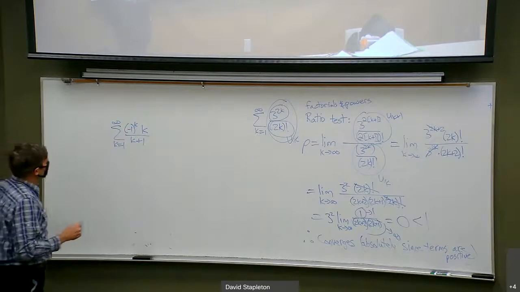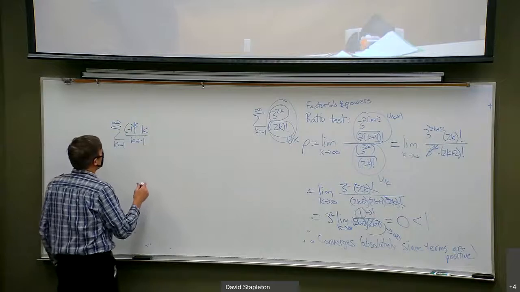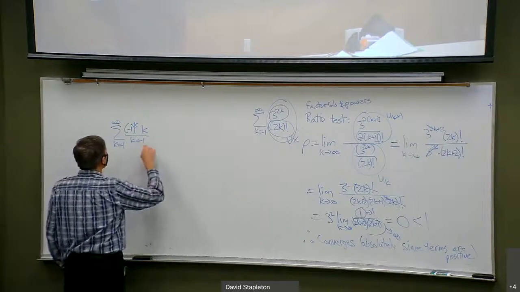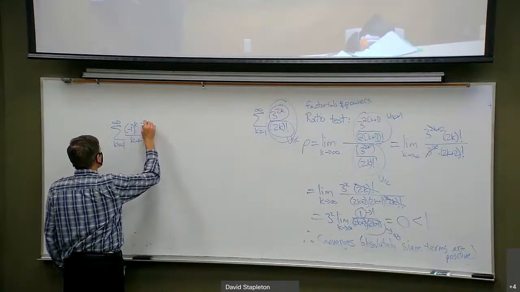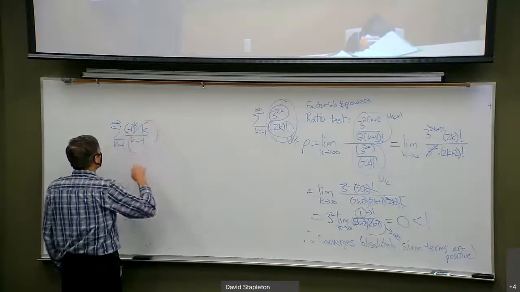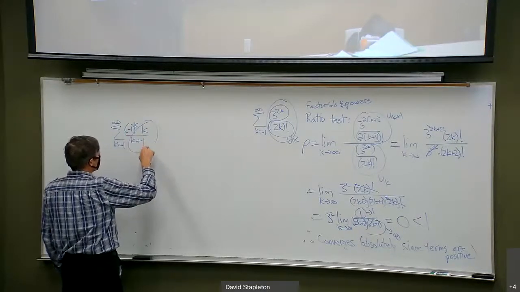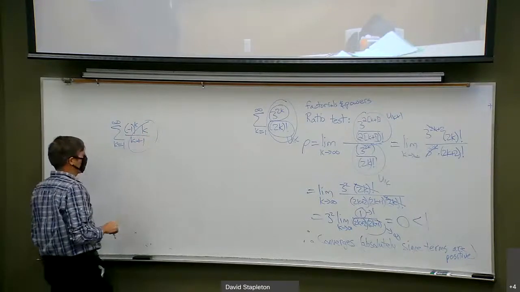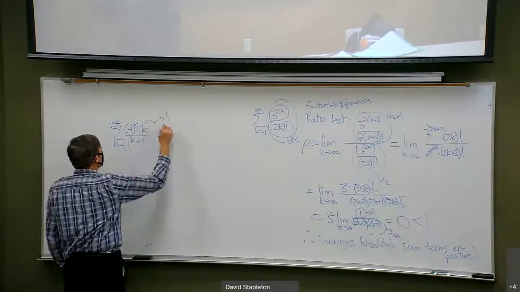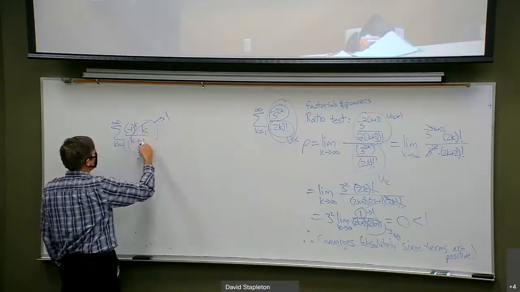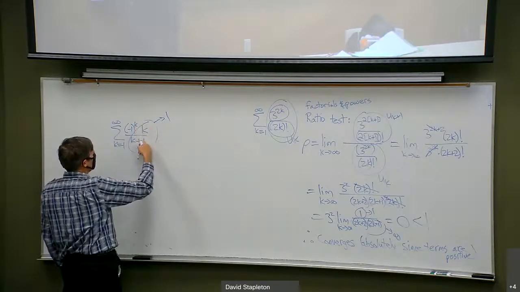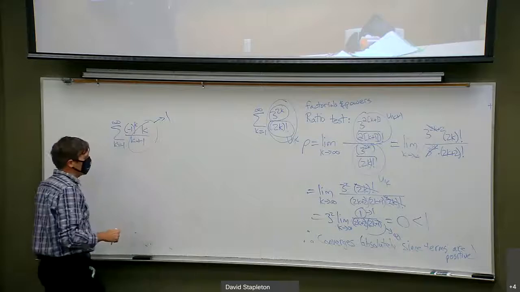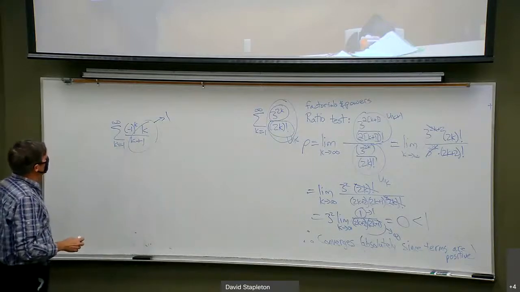This one, if you look at it, you notice that the terms here, the absolute value, are getting closer and closer to 1. When you take k over k plus 1 as k goes to infinity, it approaches 1. So this looks like it's going to oscillate closer and closer between plus 1, minus 1, plus 1, minus 1. So I expect this one to diverge. How can I show it diverges?